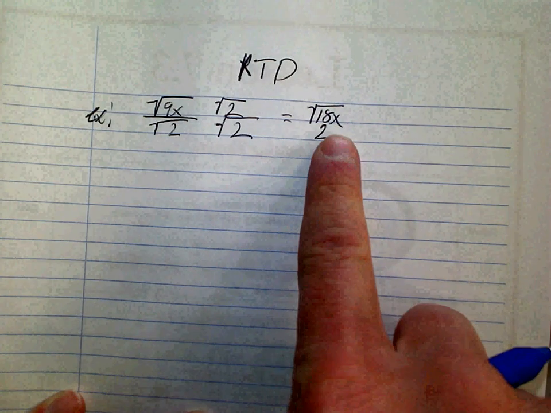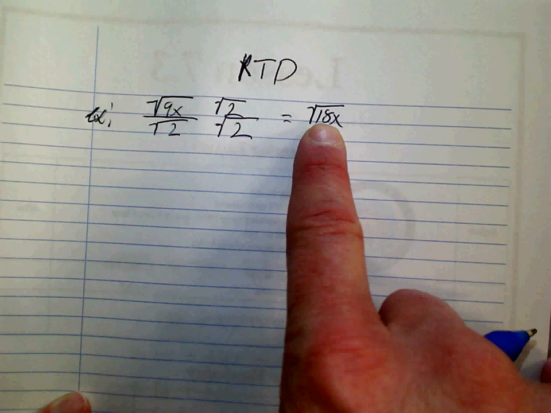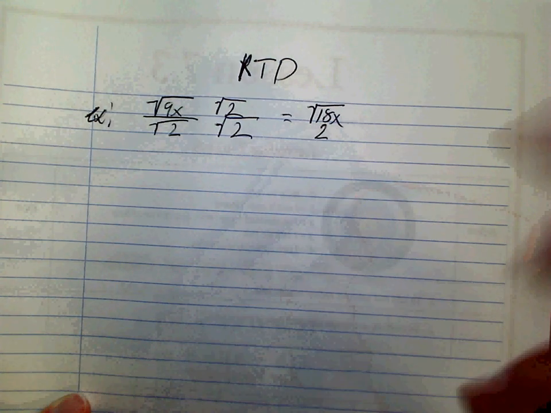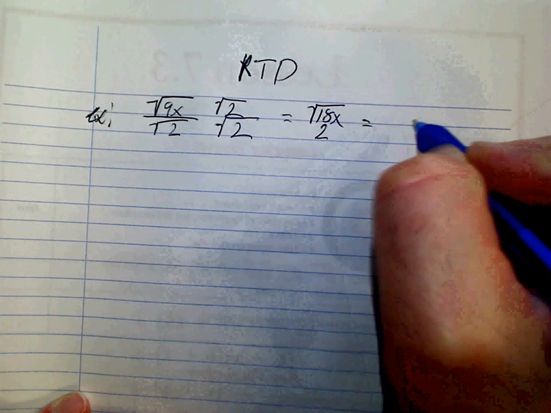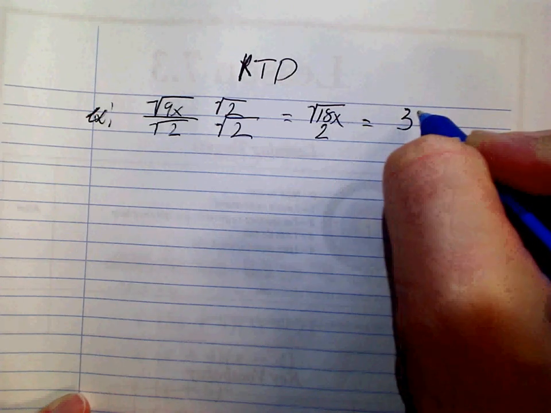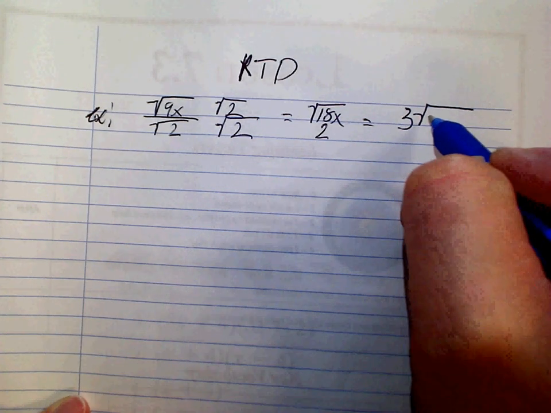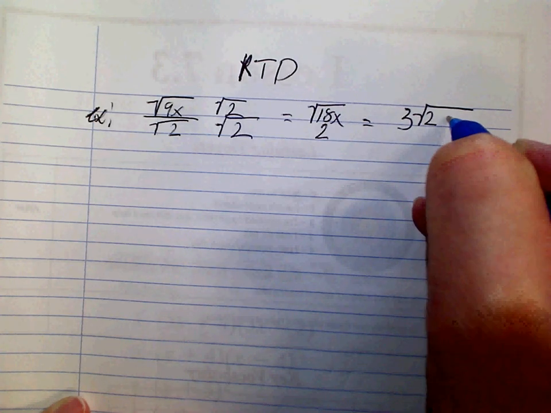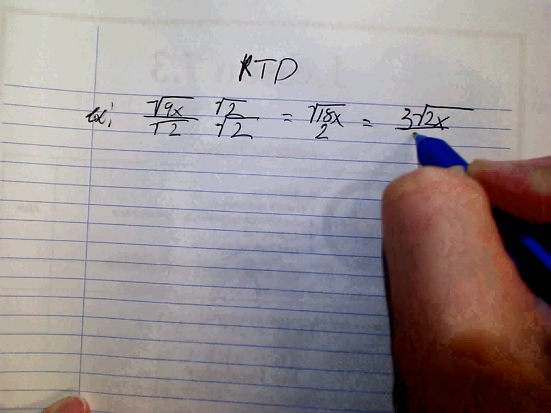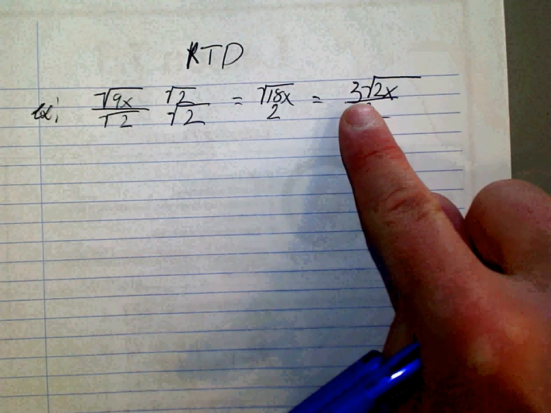And is there anything in the 18 that can be brought out? Yes. What can come out of the 18? 9. We can think of 18 as 9 times 2. So what does it come out as? What will be on the outside of the radical sign? 3. Thank you. 3 is the square root of 9. What stays in? The x. Neither one of those had a square root, and the 2 would still be in the denominator. That's what I meant to say.